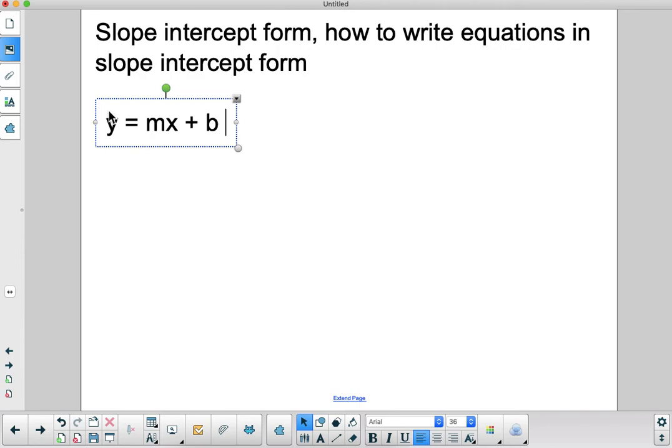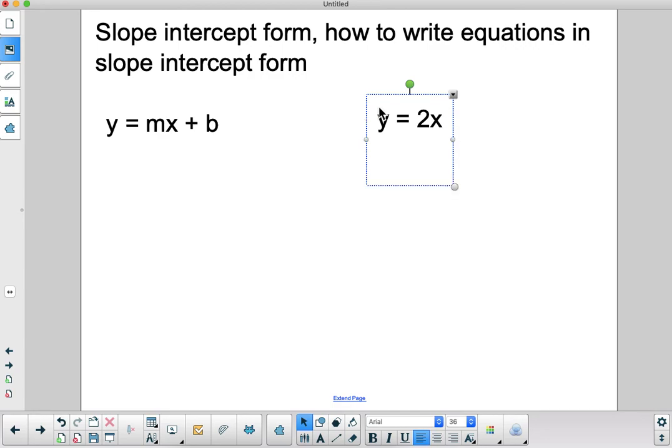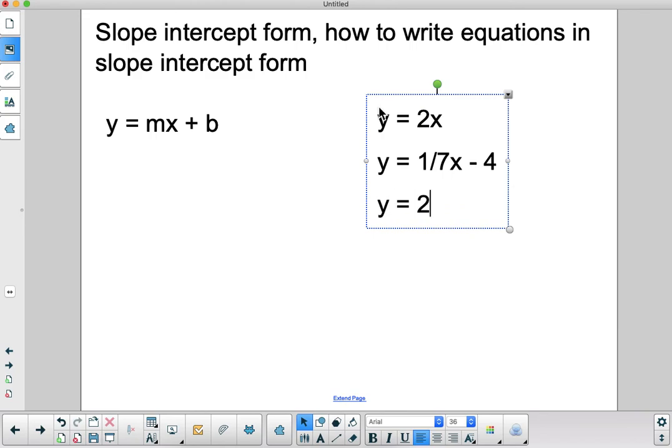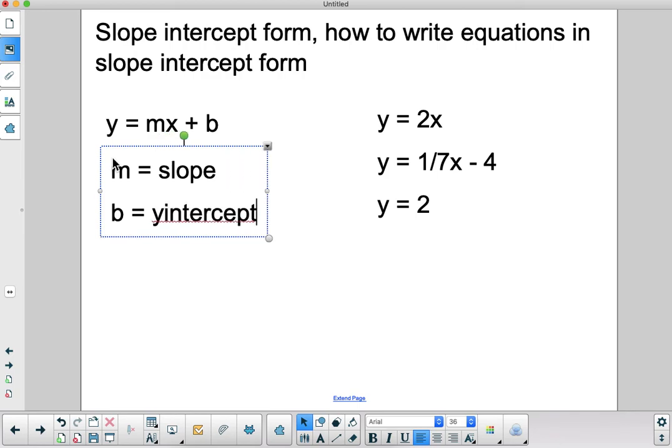This is a very common way of writing it. You might see equations like y equals 2x or y equals 1/7 x minus 4. You could even have y equals 2. All of these would be considered to be in slope intercept form. And the reason we call this slope intercept form is m, which represents our slope, b represents our y-intercept. So we need to know about slope and y-intercept and how they affect the equation.